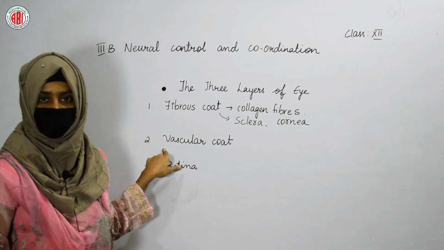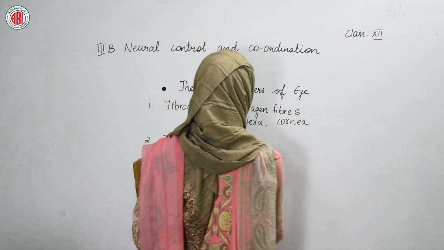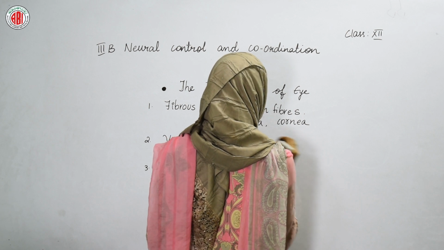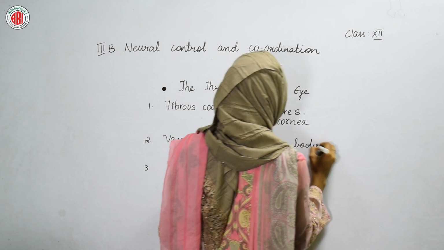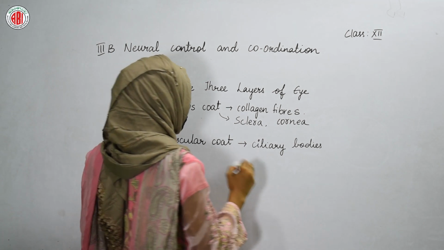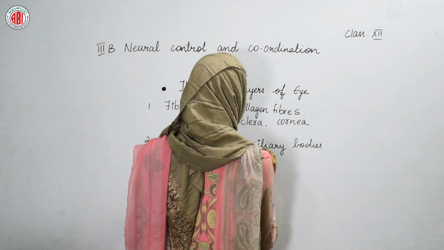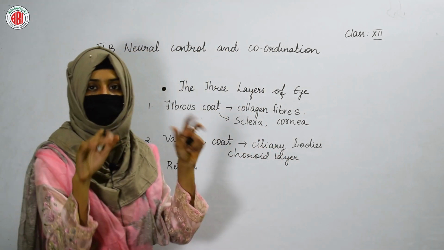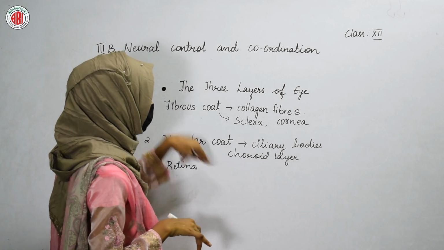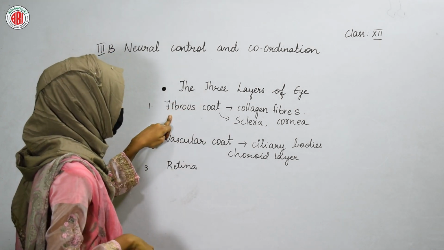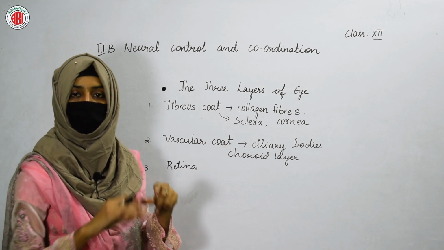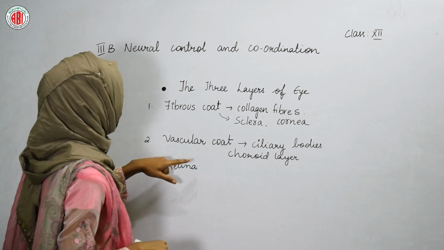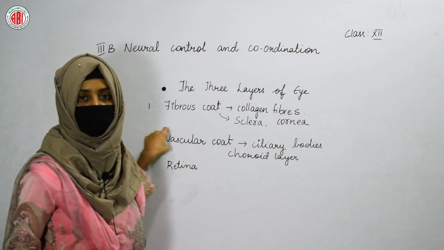The next one is the vascular coat. The vascular coat shows the presence of ciliary muscles or ciliary bodies, we can say. And in the vascular coat, you can also find a layer called the choroid layer. Right? One is the sclera, which is the outermost layer, and that forms the fibrous coat. And below the sclera, you will find one more layer, called the choroid layer, and this choroid layer forms our vascular coat.